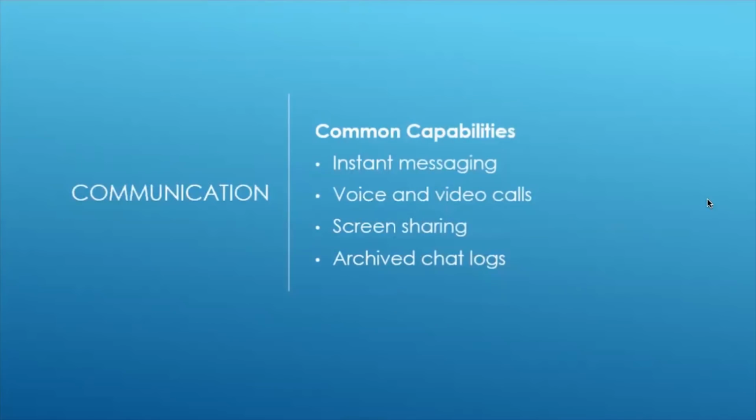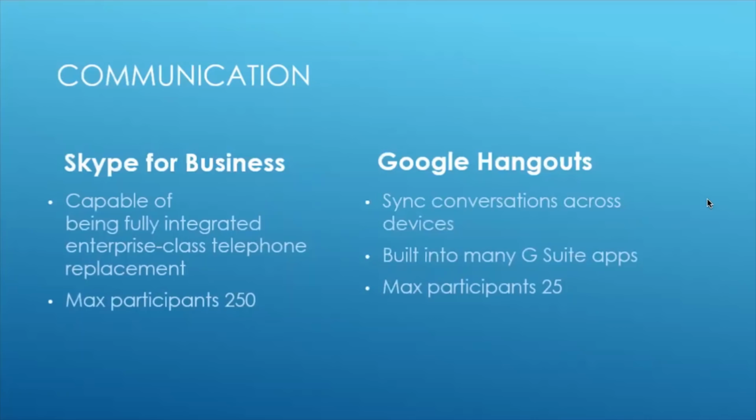Communication. Everybody likes to be able to instant message people on their team these days. It is a great alternative to email, especially when you just need to drop somebody a quick note. They both have these options integrated. I'll go into the differences in the individual software shortly. They also both have the ability to do voice and video calls. You can screen share with both, and you can archive your chat logs. So if you need to access anything that was referenced in a previous meeting, you have the option to do that from both products. So the products that we're looking at are Skype for Business and Google Hangouts.